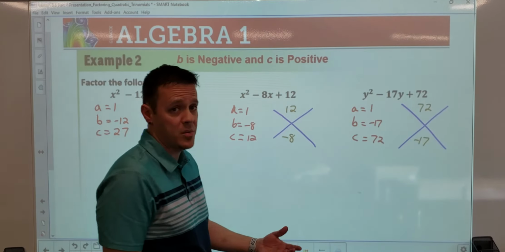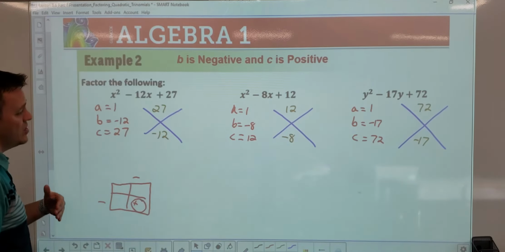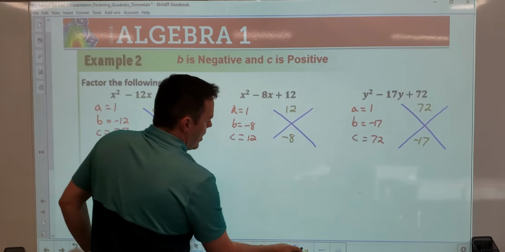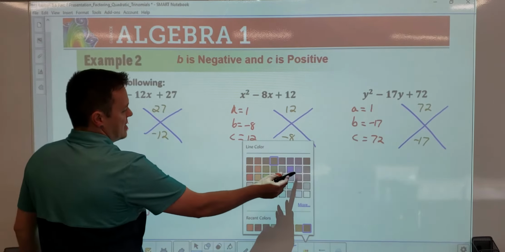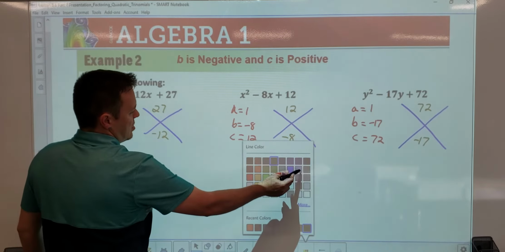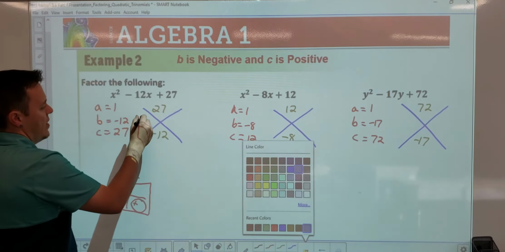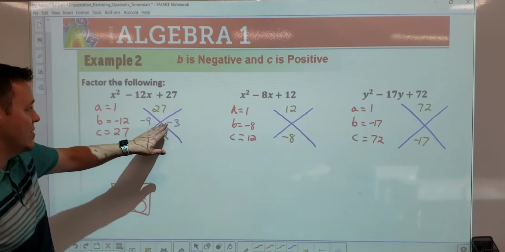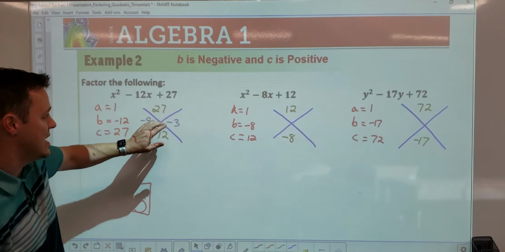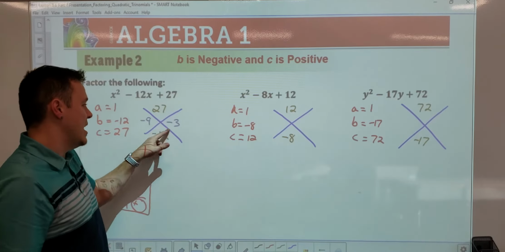All right, what two numbers multiply to make 27? When you add them, they make negative 12. Well, there's only one real option, and that would be negative 9 and negative 3. So, negative 9 times negative 3 is a positive 27. And when you add these two together, it's a negative 12.